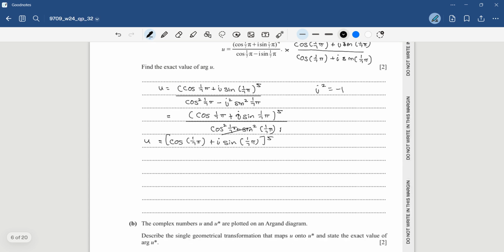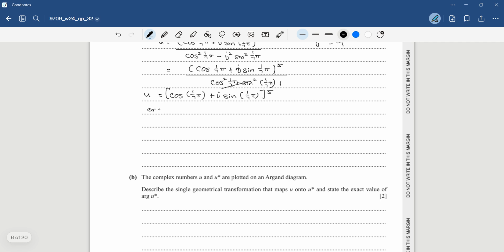So here you can say that the argument of cos 1/7 π plus i sin 1/7 π is equivalent to 1/7 π. Okay, this is what we know, because this will be the argument. And if you still remember, the argument of uv will be the argument of u plus the argument of v. So if I say the argument of u times u, so u², this will be the argument of u plus the argument of u, which is equivalent to 2 times the argument of u.